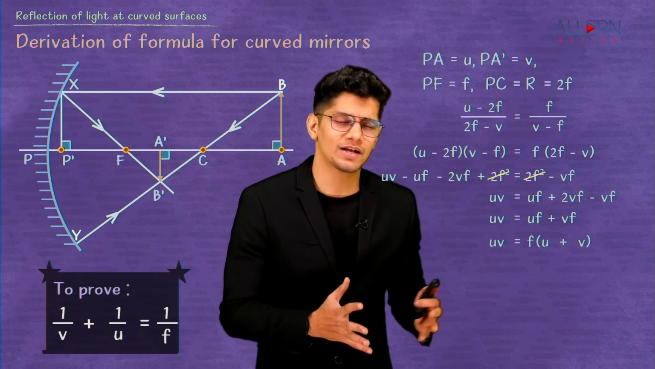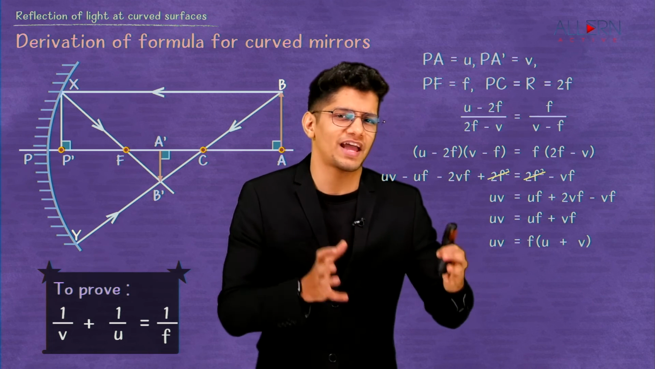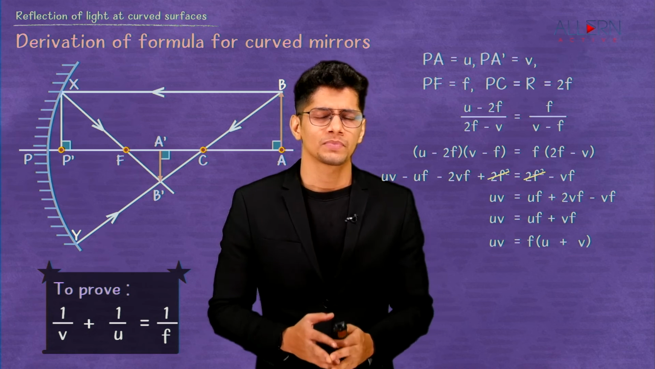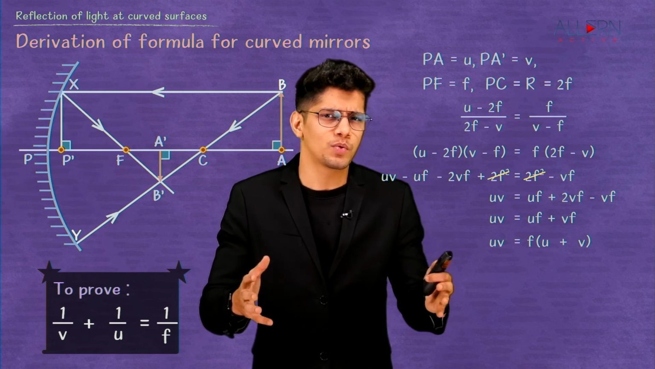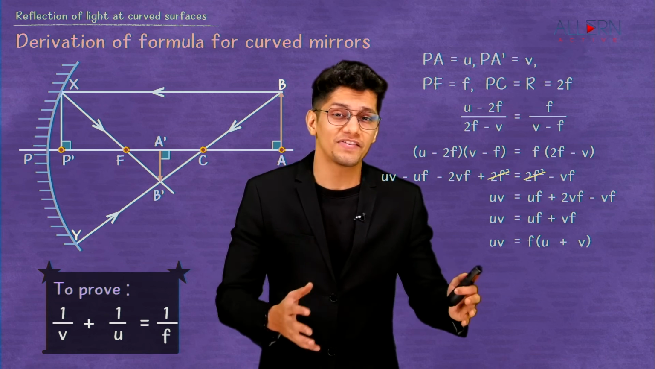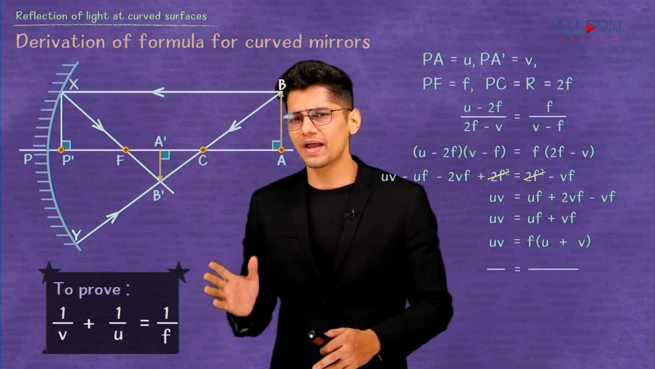Now what we understand over here is that on the left hand side we have a product, and on the right hand side we have a product. That means we have two products equal. So whenever we have two products equal, we can form two equal ratios. That means here we have to form ratios. So let's try and form some ratio. Let's look at the formula.